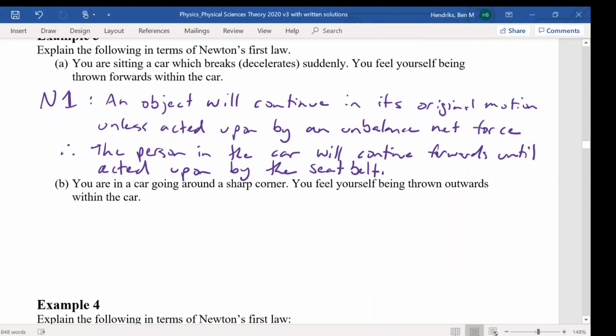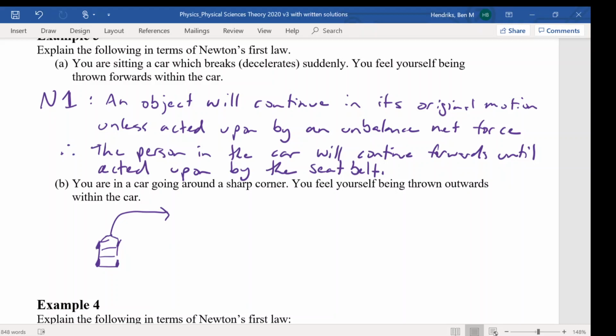Alright, part B, you are in a car going around a sharp corner. You feel yourself thrown outwards within the car. Okay, so if we look at our car, try and draw a car. This is not very good. I don't know what kind of car this is. Maybe a station wagon or something. Got the roof. Not too bad. Okay, so it's going around a sharp corner like that.